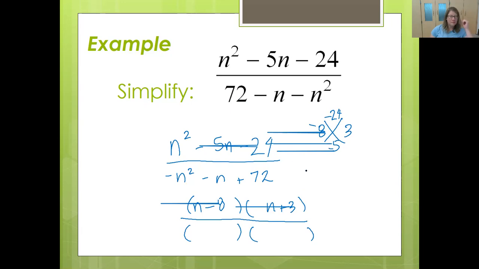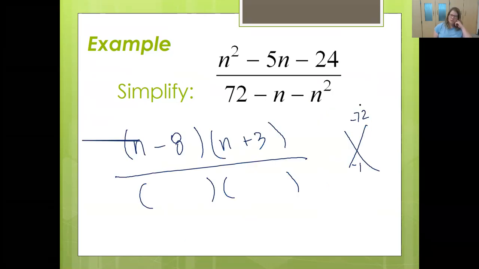On the bottom, a is negative 1 and c is 72. So a times c would be negative 72. B is negative 1. So what multiplies to negative 72 and adds to negative 1? All right, so two numbers that multiply to negative 72 and add to negative 1 are negative 9 and 8.